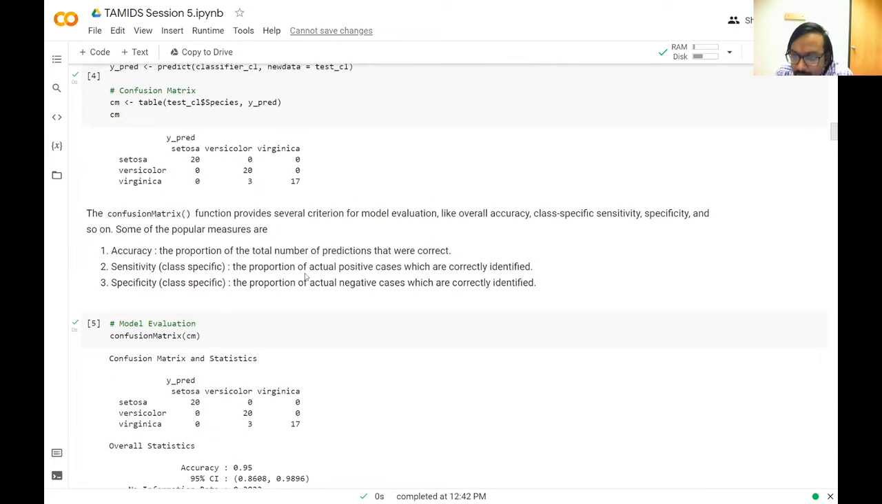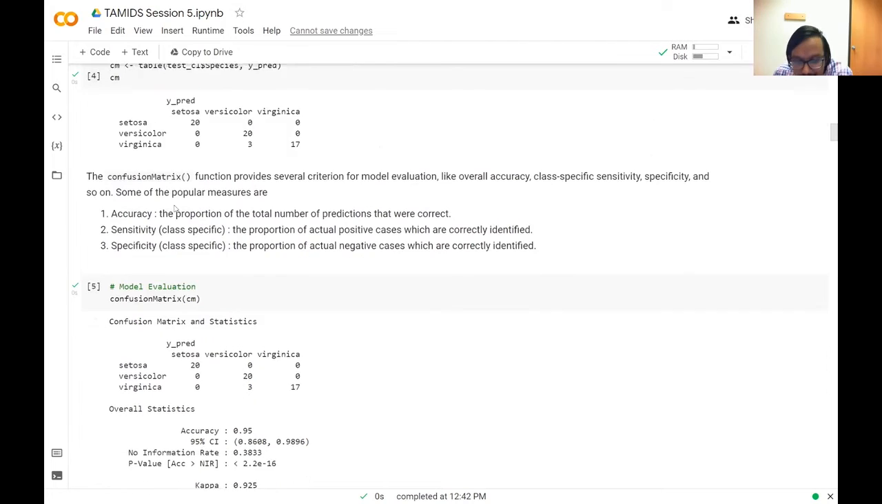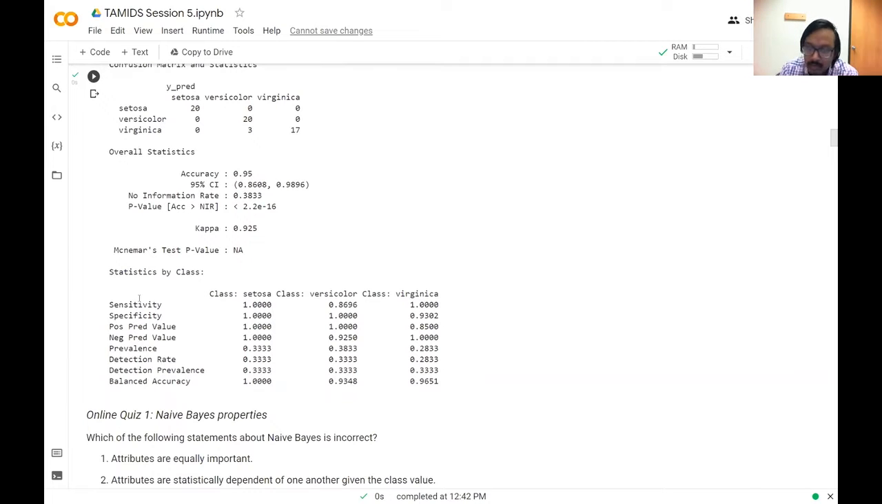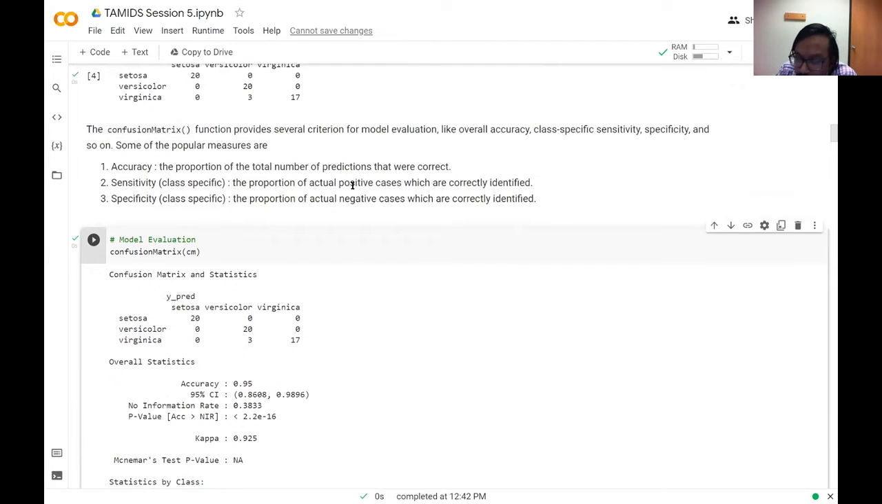There are also class-specific criteria like sensitivity and specificity that we are going to talk about later. If we do the confusion matrix of this table, then we get the table and we look at the accuracy. As you can see, there are several kinds of criteria here. Two of the very popular ones are sensitivity and specificity, but those are class specific. What does it mean? Consider the class setosa. Sensitivity means the proportion of actual setosa flowers that were correctly identified to be setosa. And similarly for versicolor and virginica, the proportion of actual positive cases that were correctly identified.